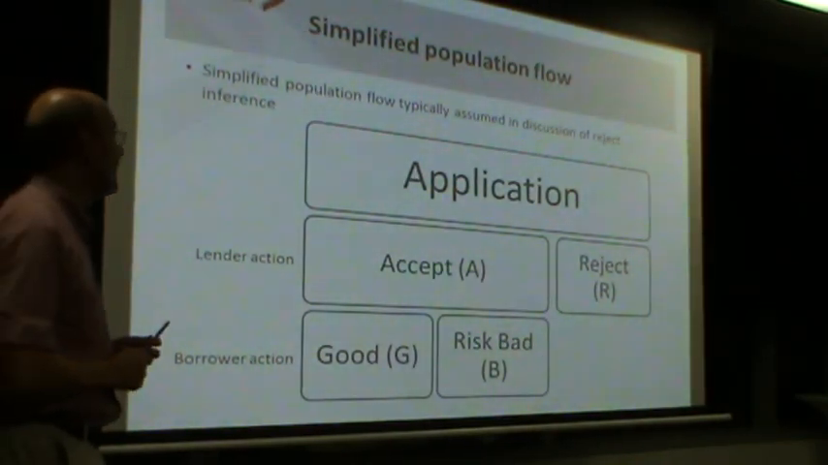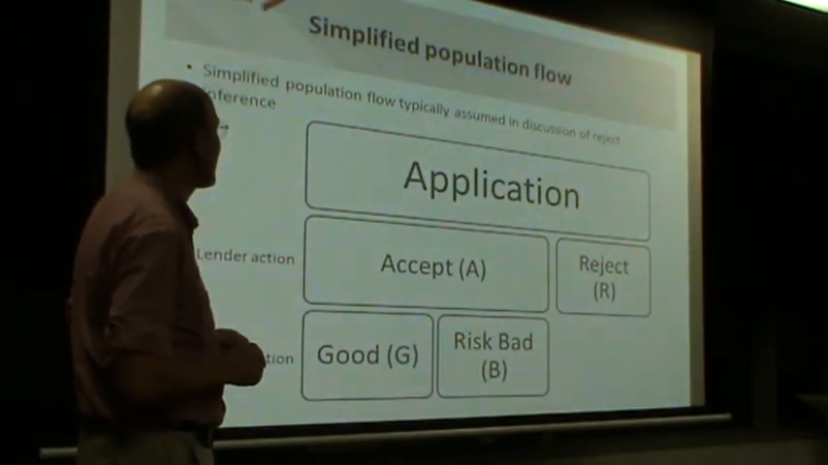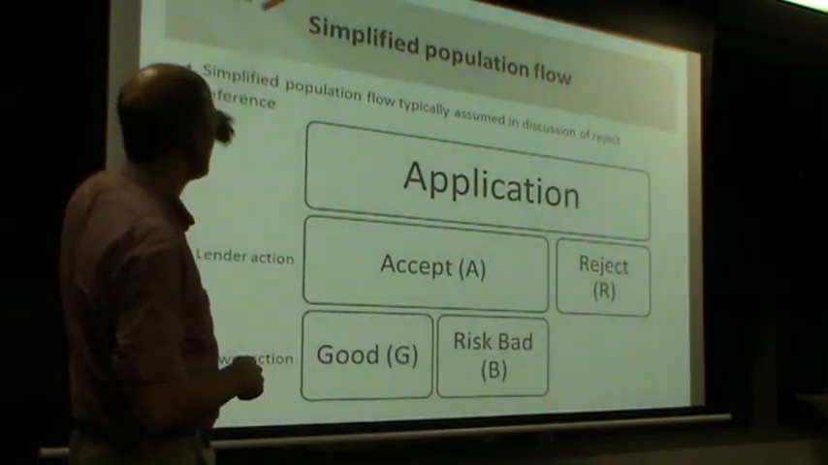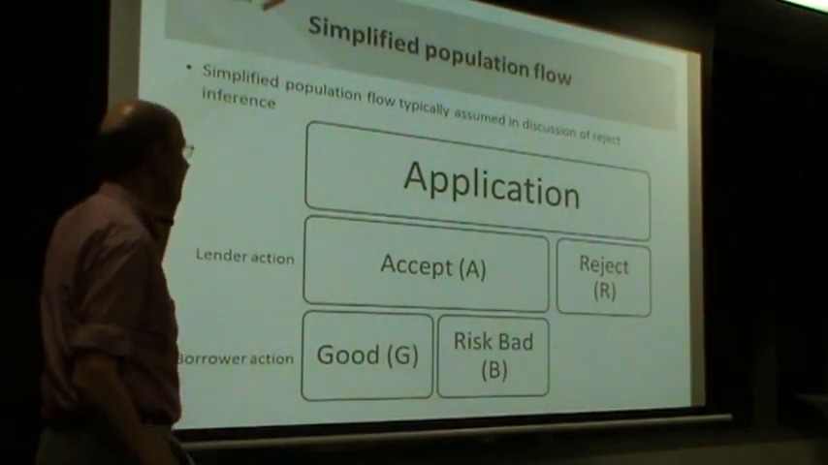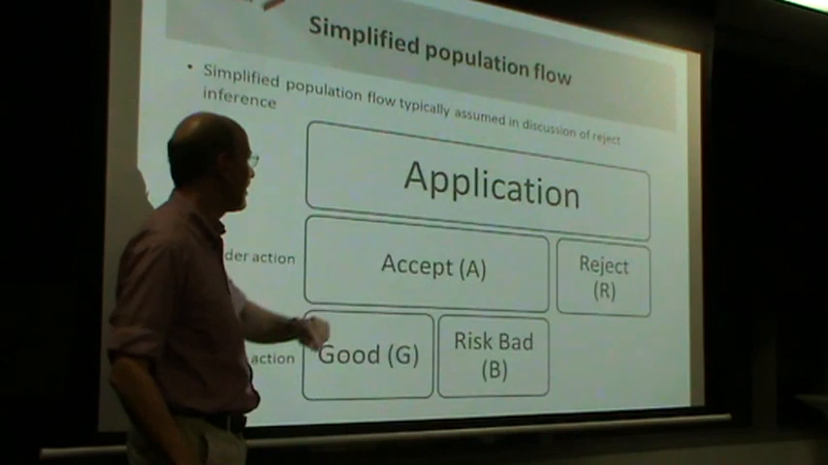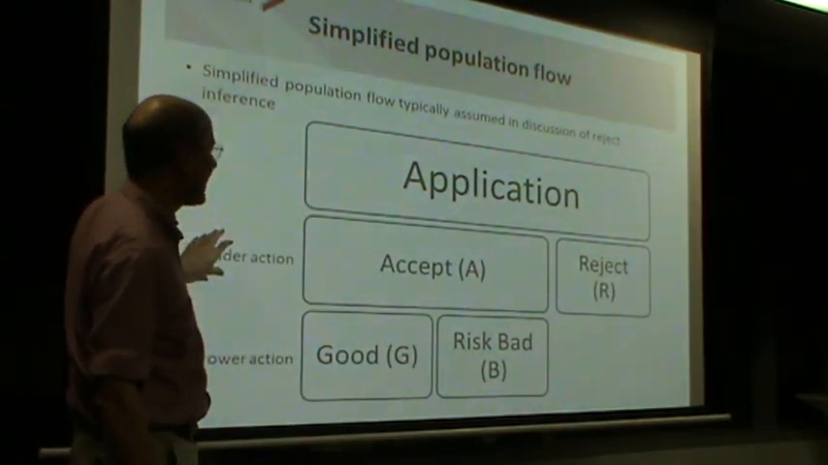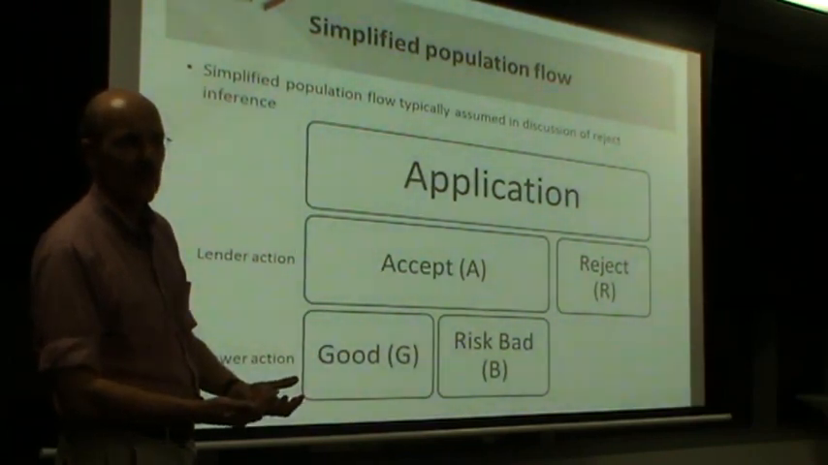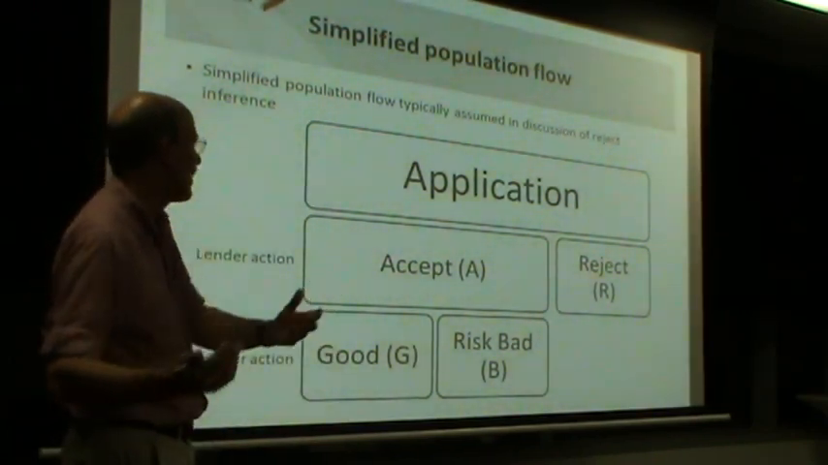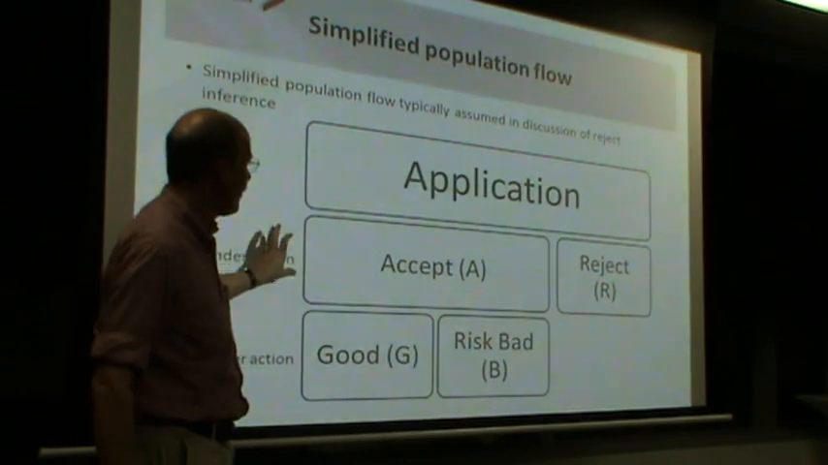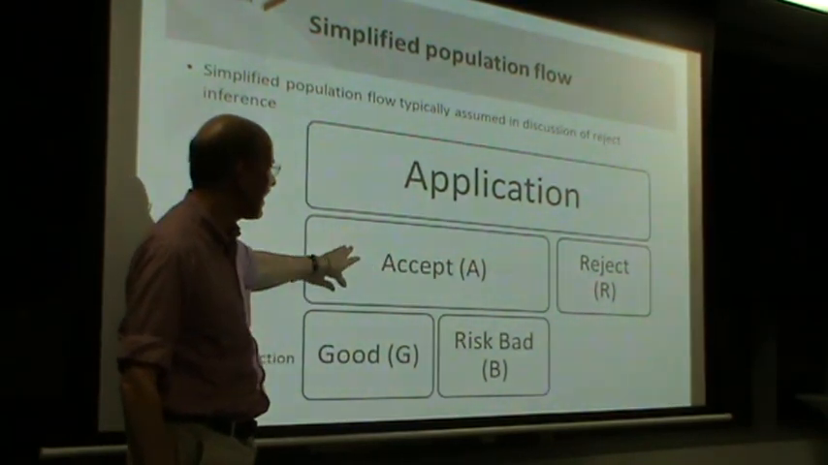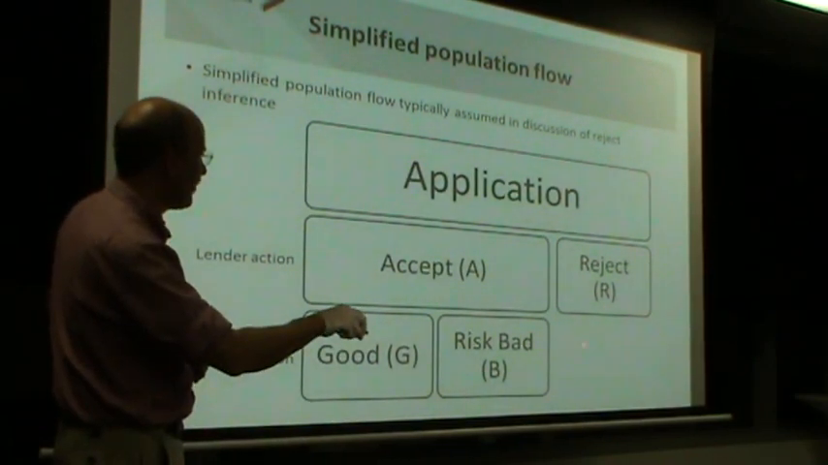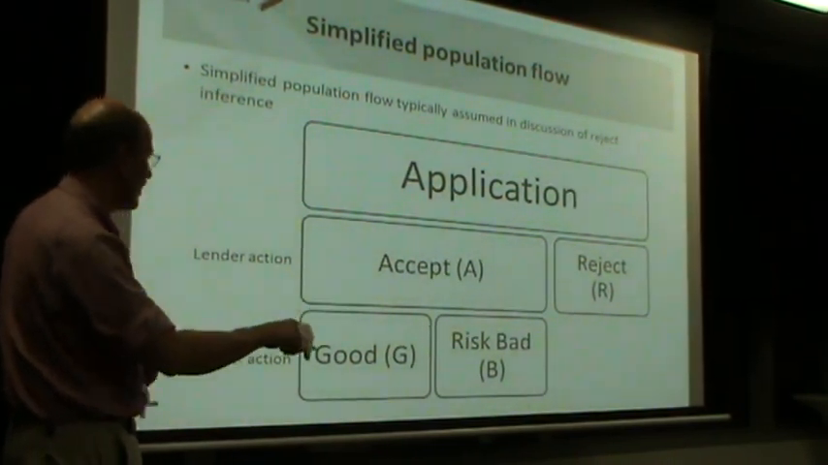So when people talk about reject inference, and particularly in the academic literature, they assume this very simplified population flow. So we've got some population of applications coming in through the door, and the lender is taking some action based on the information they can see. So this will be information from the application form or from a credit bureau, whatever. So some portion of those applications they'll accept, they'll reject some. The ones that they reject, there are no further outcomes, that's all you know.